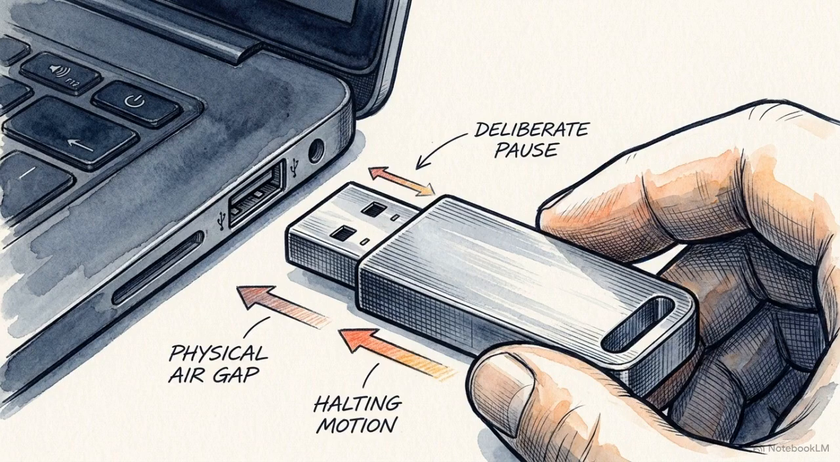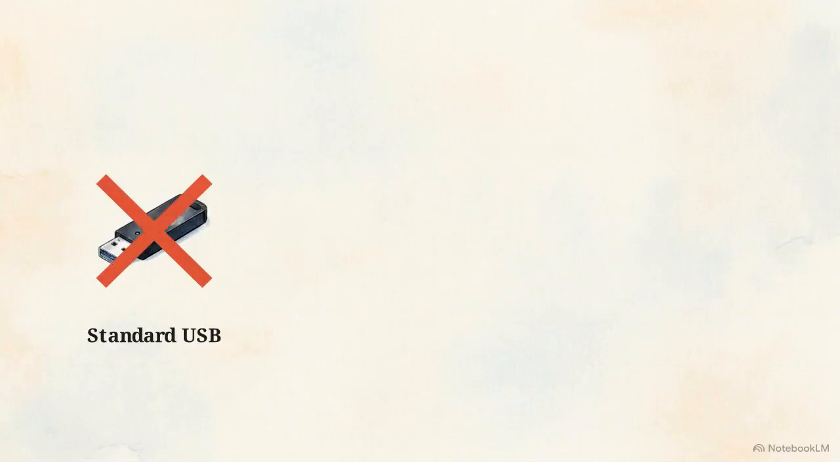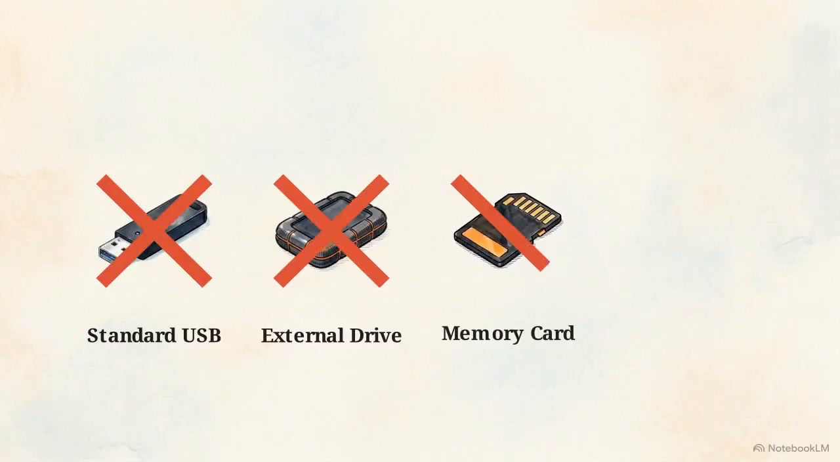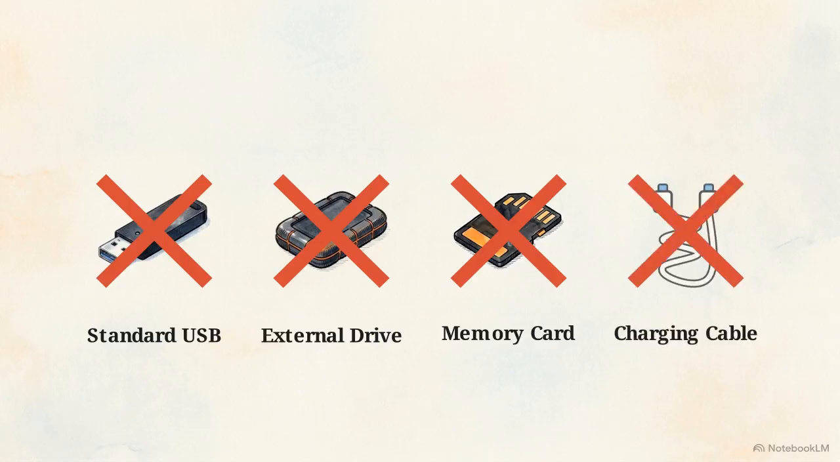Step 1 is simple: stop. Under no circumstances should an unknown physical storage device touch your workstation. This rule applies to standard USB drives, unapproved external hard drives, random memory cards, and even unknown charging cables that might conceal hidden data transmitters.